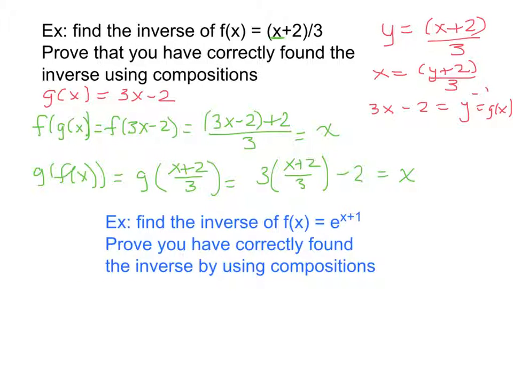The next example is somewhat more difficult, so we're going to turn to the next page so we have a little more space to work with. And I'm going to write my equation. Instead of f of x equals e to the x plus 1, I'm going to write y equals e to the x plus 1.